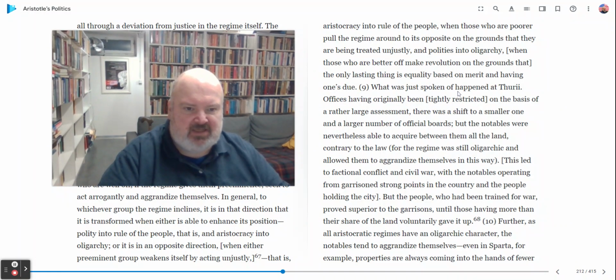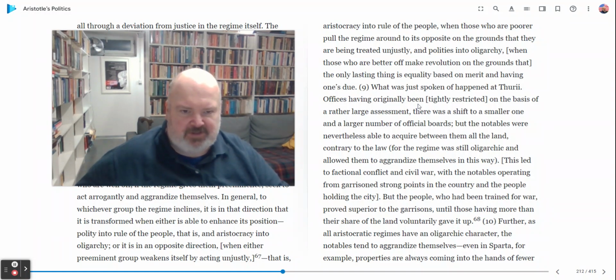What was just spoken of happened in theory. The office, having originally been highly restricted on the basis of a rather large assessment, there was a shift to a small one, and the large number of officials. But the notables were nevertheless able to acquire between them all the land, contrary to law, for the regime was still oligarchic and allowed them to aggrandize themselves in this way.